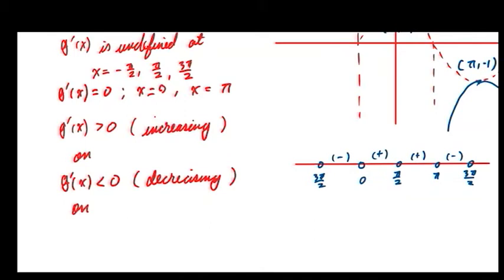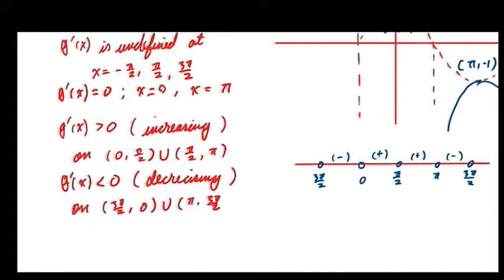So it is increasing from here to here. So we have to say on 0 to pi over 2, union, taking out the vertical asymptote, of course, and then pi over 2 to pi, and decreasing on negative pi over 2 to 0, union that with pi to 3 pi over 2. Did I write 3 pi over 2 here? I mean negative pi over 2. Negative pi over 2. This was negative pi over 2.